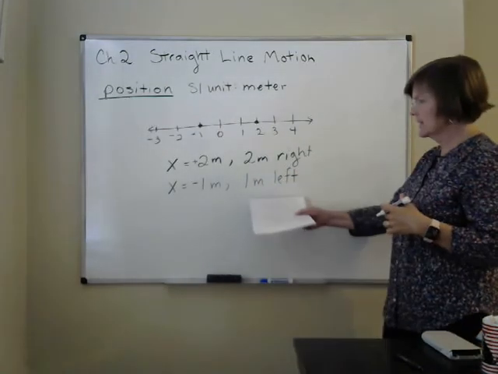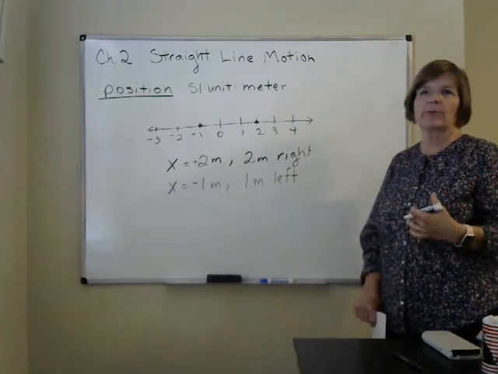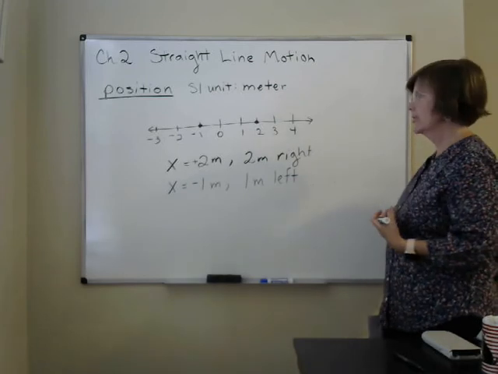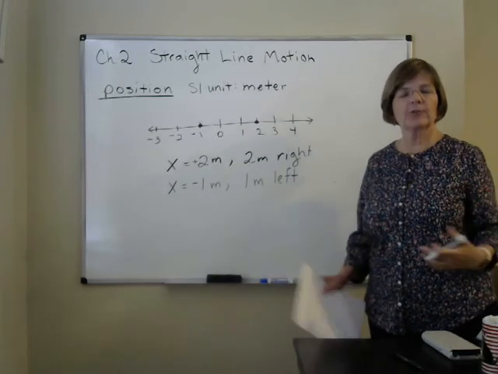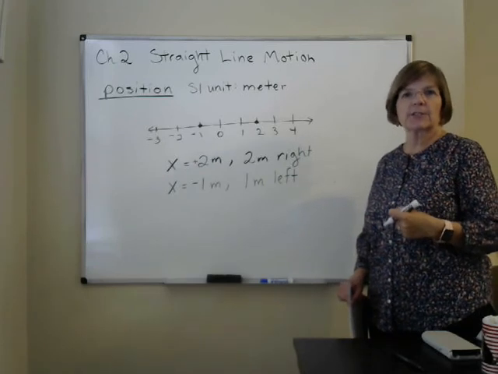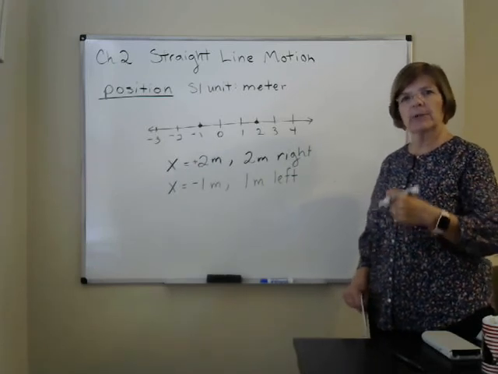Notice if we say that it's left, I don't put the negative. We don't want a double negative like in English. But a position vector just tells where the object is relative to some point of reference that we usually call the origin.